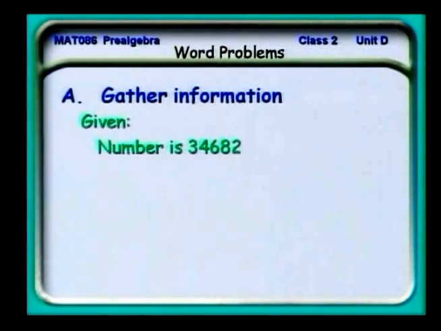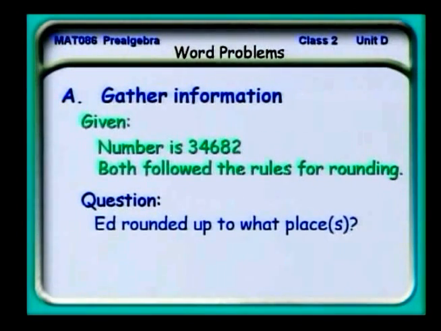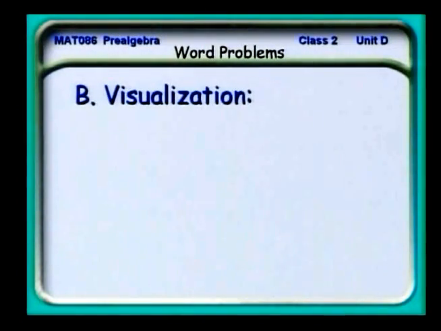Let's gather the information and summarize it. So we're given that the number is 34,682 and that both men followed the rules for rounding. And the question is, if Ed rounded the number up, what places would he have rounded that from to get a larger number? If Terry rounded the number down, which places must he have rounded that from to get a smaller number? Let's try to visualize this.